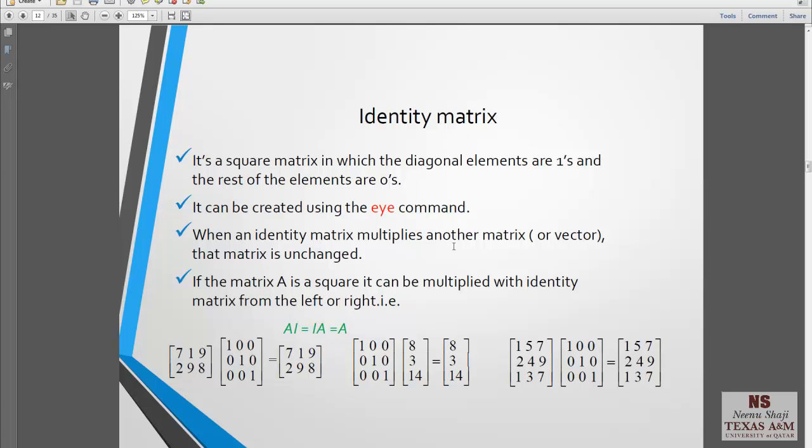Identity matrix. We have already seen identity matrix in Chapter 2. It is a square matrix in which the diagonal elements are 1s and the rest of the elements are 0s. It can be created using the I command. When an identity matrix multiplies another matrix or vector, that matrix is unchanged. If the matrix is a square, it can be multiplied with identity matrix from the left or right, as illustrated in this example.